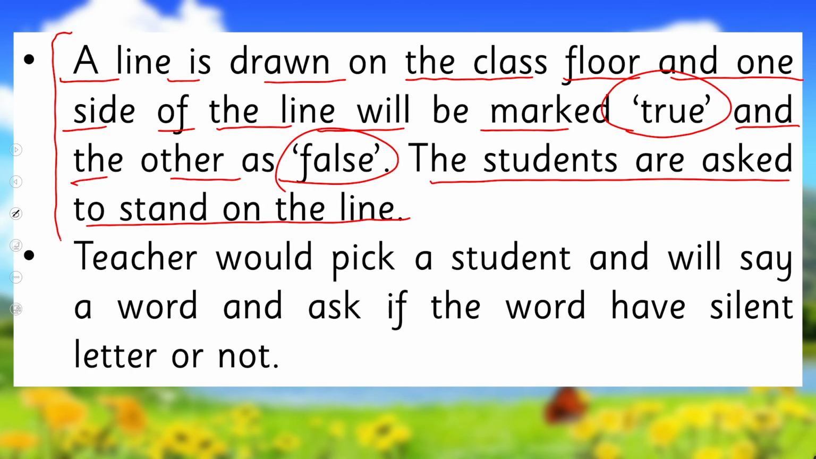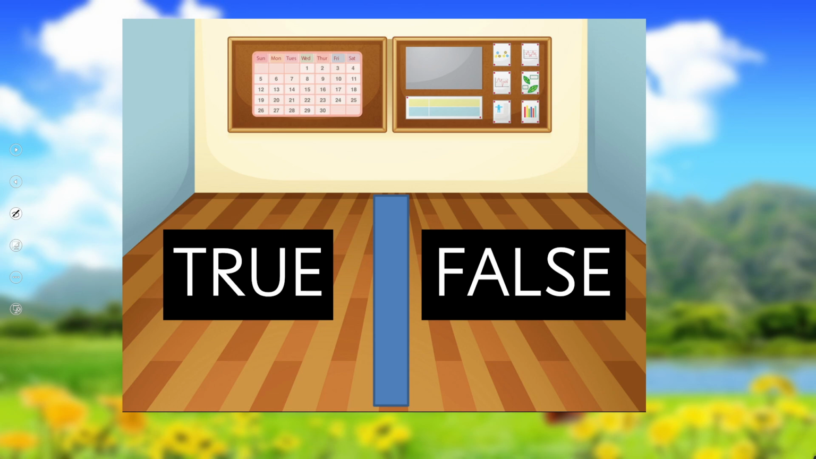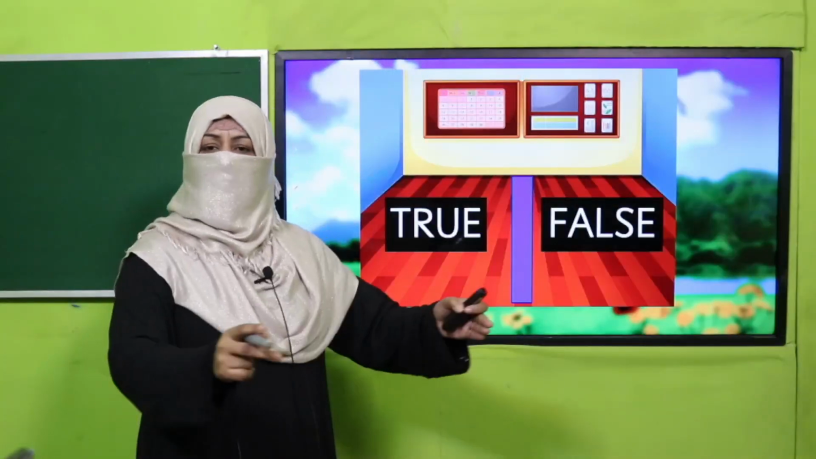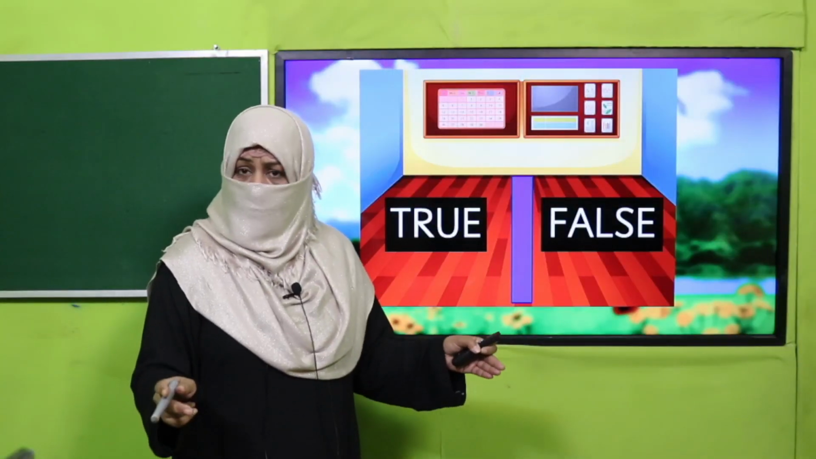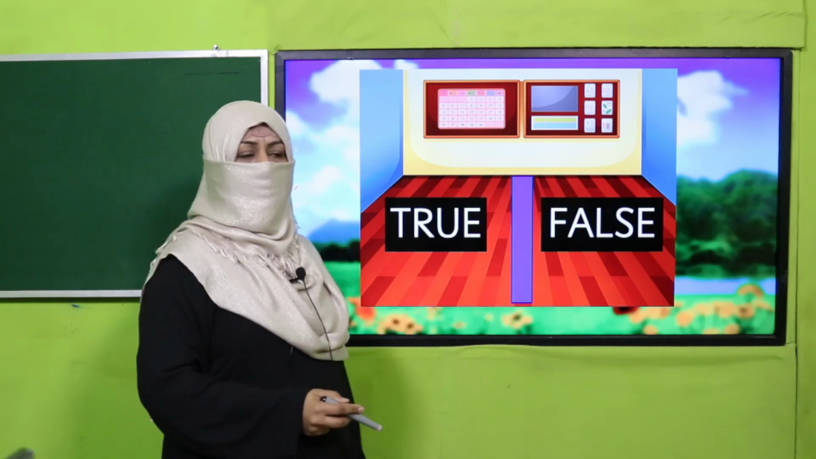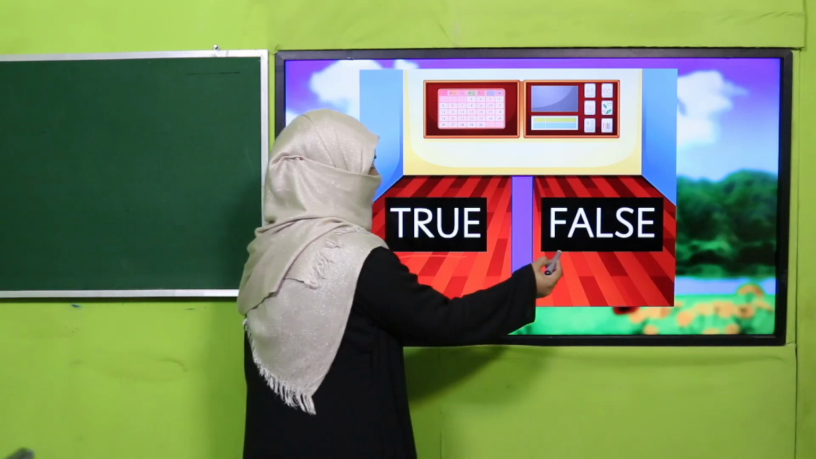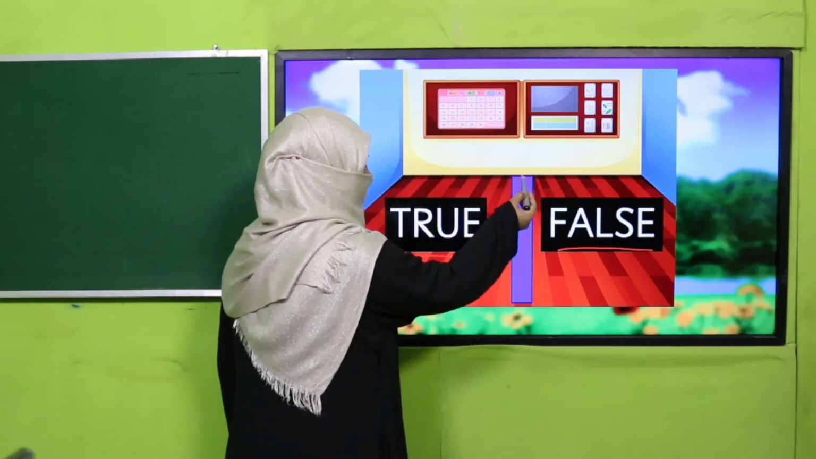Okay, this is the first arrangement. Teacher would pick a student and will say a word and ask if the word has a silent letter or not. Okay, teacher, this is the way you are going to arrange your classroom. In the open space, if you don't have enough space in the classroom, you may do this activity outside the classroom. You will draw a line. One side you will write true, on the other side you will write false. Students will stand on this line.